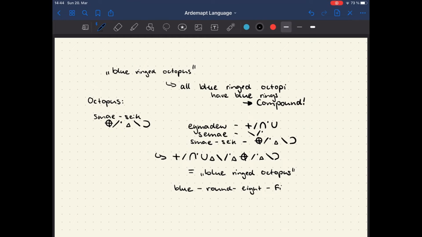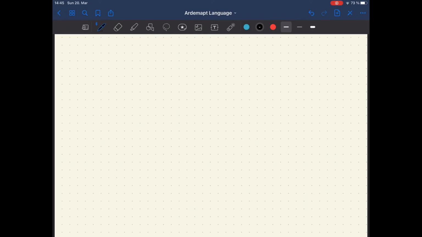So this is how it will be written in script, and you would have the Ardemapt word for blue-winged octopus. The only important thing to remember here is to always use the compound indicators, those little triangles, so that when you're reading it, you know that this is a word and this is a word, and they're compounded together. They are not actually the same exact word.